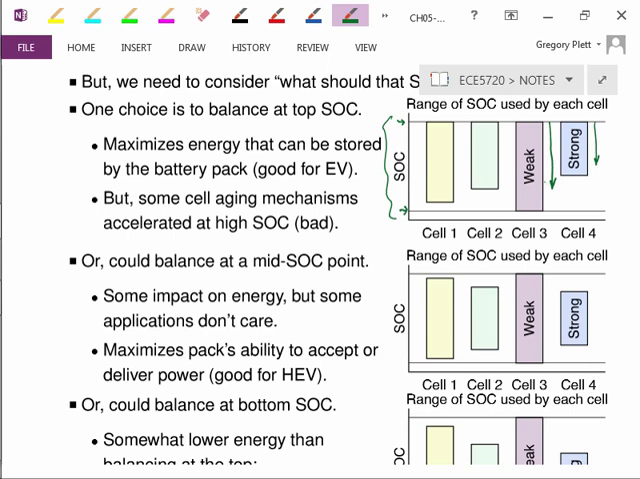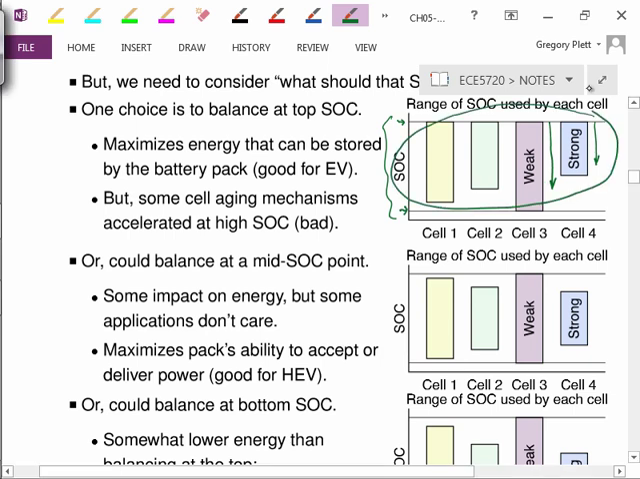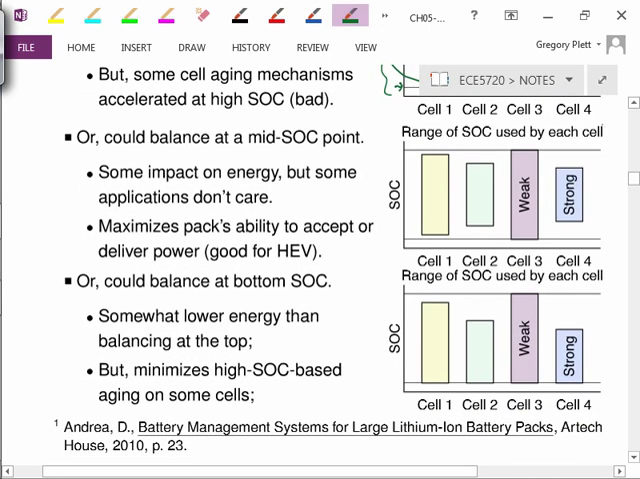However, some of the aging mechanisms we looked at very briefly in the previous chapter are accelerated when the cell is at high states of charge. That means that this pack will spend more time at high state of charge than a pack that is not balanced at the top state of charge, and so it will age more quickly. So there's a trade-off. We could balance at a midpoint state of charge, and that's what we're trying to show in this picture here.